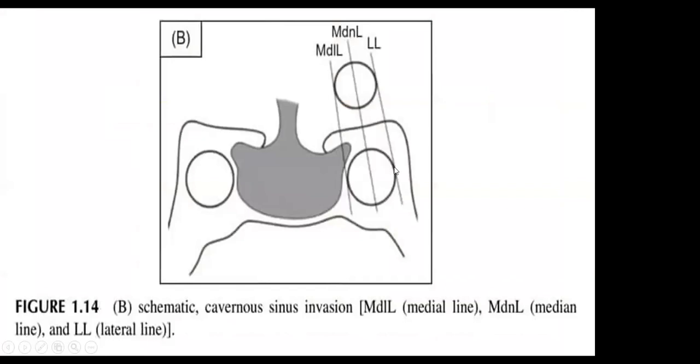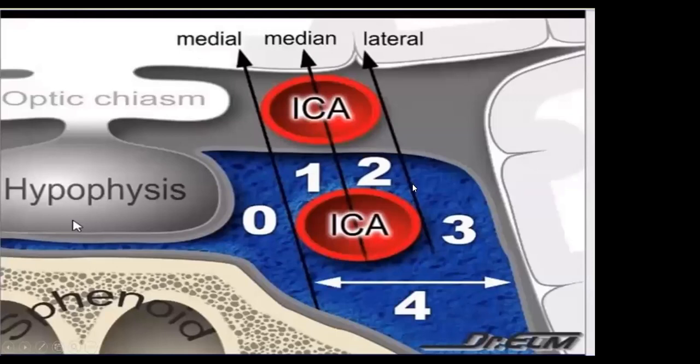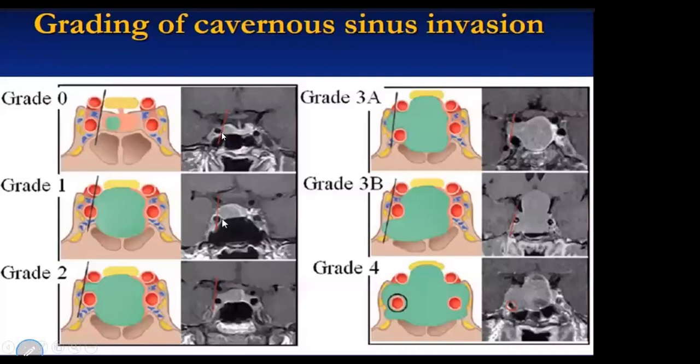And the grades are: when the lesion doesn't cross the first line, it is grade 0. When it crosses it, it is grade 1. Crossing the midline, it will be grade 2. And when it crosses the 3 lines, it will be grade 3. And when there is a complete encasement, it will be grade 4. As you see here in these pictures, this is grade 0. It does not cross the first line, and then gradually it will enlarge until the complete encasement of the internal carotid artery in grade 4.